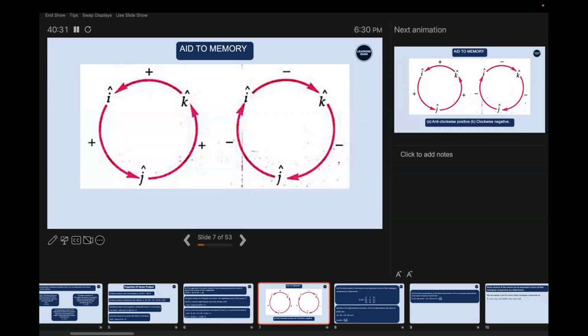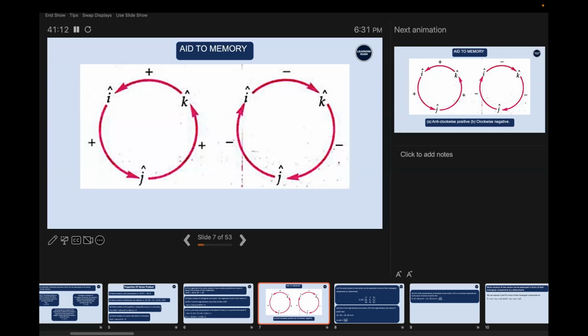So i cross j will be k cap, but is it positive or negative? The logic is very simple. In physics, what did I tell you? Anti-clockwise direction is positive. Remember your water bottle cap. When you turn it in the anti-clockwise direction, it comes towards you. It is positive. So anti-clockwise is positive. So i cross j is k. In a similar way, j cross k will be i. Similarly, k cross i will be j. Everything will be positive because you are doing it in the anti-clockwise direction. The most important rule to remember is that you should always ensure that i, j, k are written in the anti-clockwise direction.